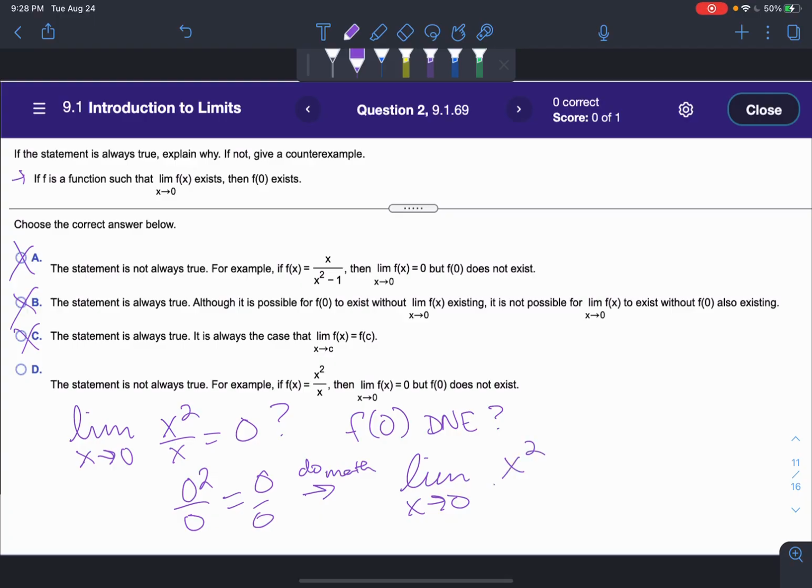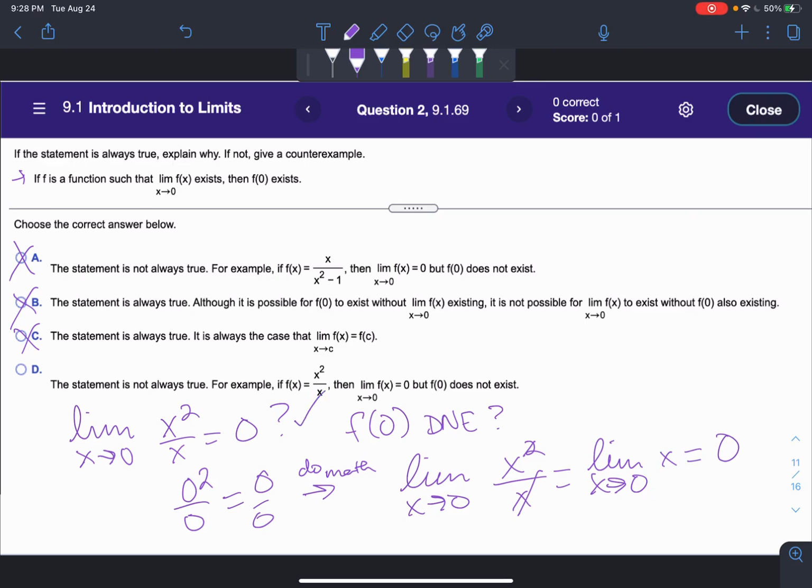So remember that we can cancel with limits. We can't cancel with functions, but we are able to cancel here. So let's cross out one of these x's for the one in the denominator, and so we get the new limit as x goes to 0 of x. So when we plug in 0, we just get 0. So yay, this is true.